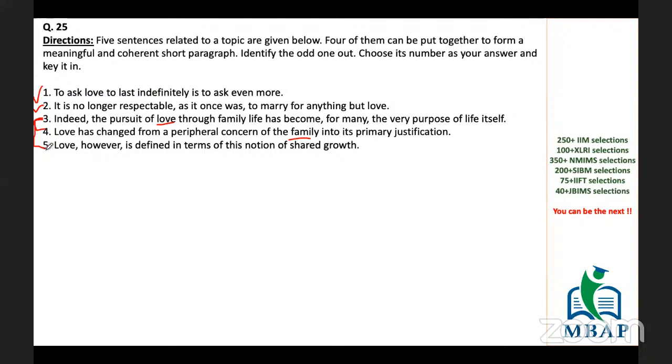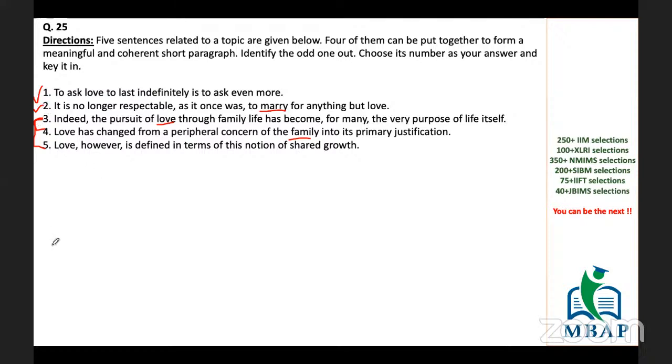Now, all I have to do is see whether the first or second connects more. To ask love to last indefinitely is to ask even more. It is no longer respectable. So again, we are talking about marriage, family and everything in four sentences. Here also it is talking about marriage, but here we are talking about long-lasting promises, like they lived happily ever after. So I can say that the first one can be out of context, because these four are related.